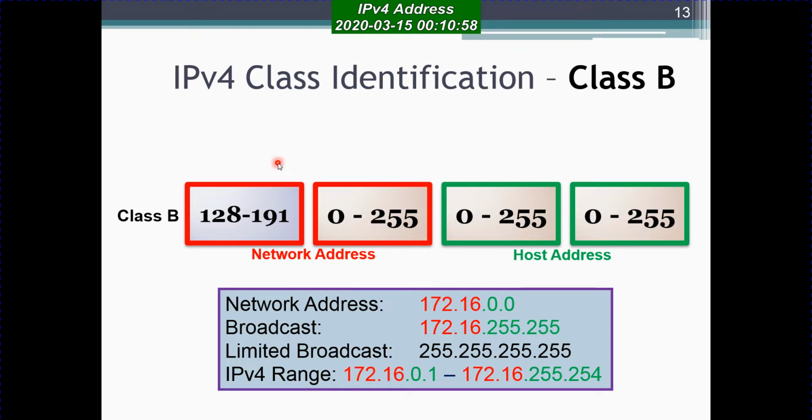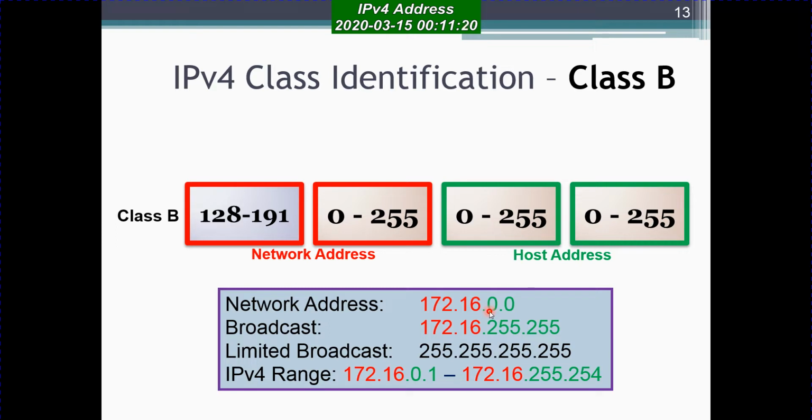Once you identify this class B, then you know that the characteristic of class B is that the 2 leftmost bytes contain the network address, and the remaining 2 bytes here in green contain the host address. As an example of a class B network address, we use 172.16.0.0. You see, the host field here is zeroed, so here we're talking about the network address.